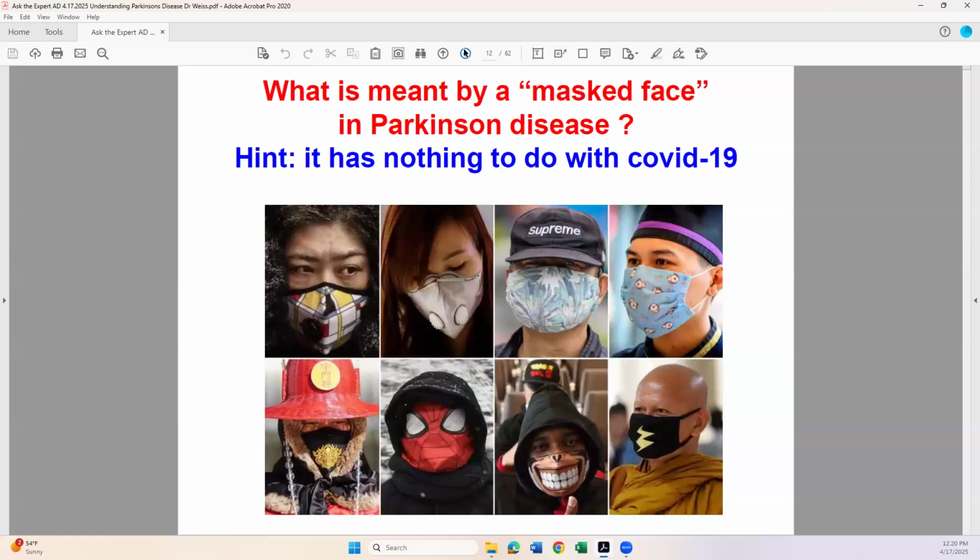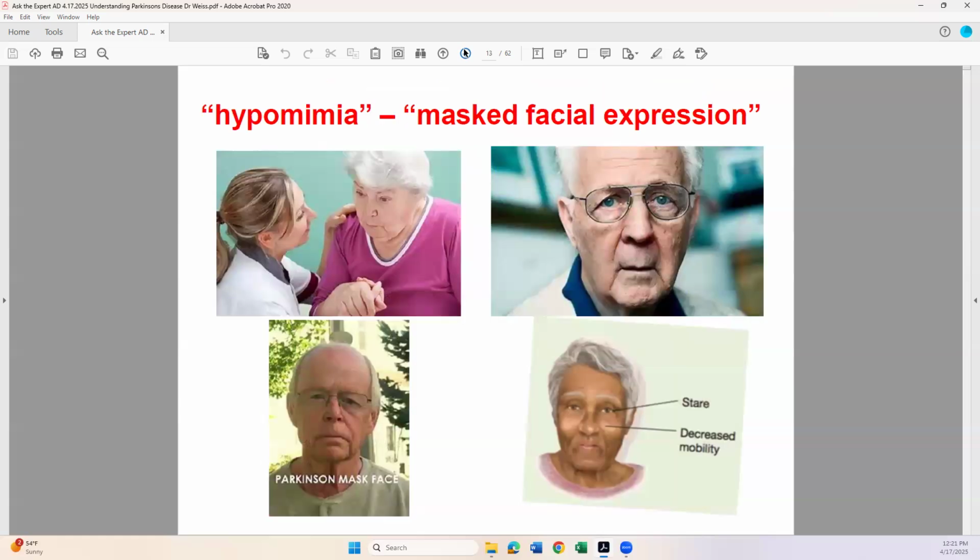Now, what about a masked face? You've heard the term masked face. It has nothing to do with wearing masks for COVID. Let's see the next slide. Because it turns out that that stiffness and slowness of movement often affects facial expression. You could look at these folks and they have that particular blank stare, that sort of unhappy look that's not reflecting the fact that they're necessarily unhappy, but you have this diminished movement of the facial muscles that gives it this, what's medically called hypomimia. So you can walk into a room and see this on somebody's face and say, gee, is this person Parkinsonian?